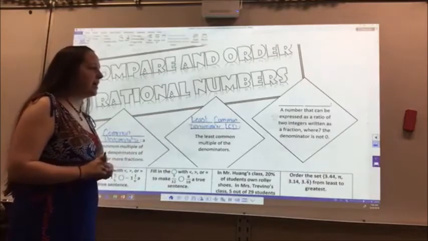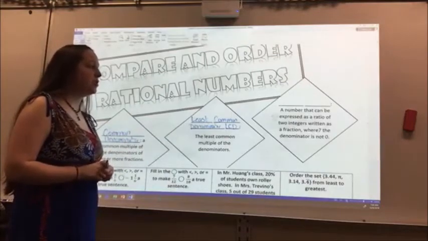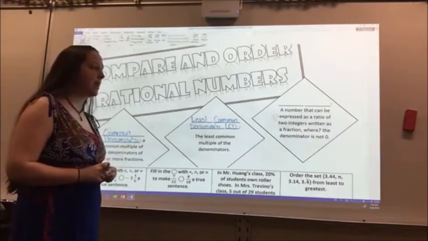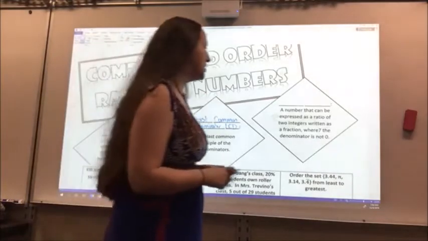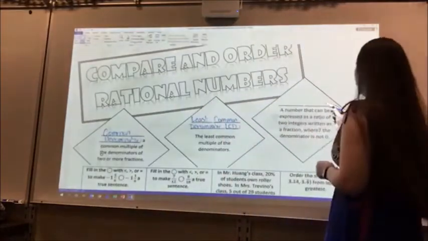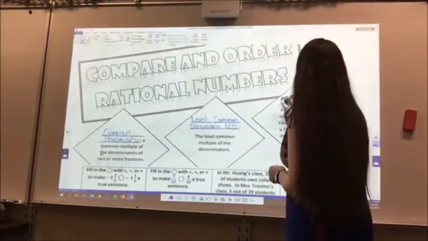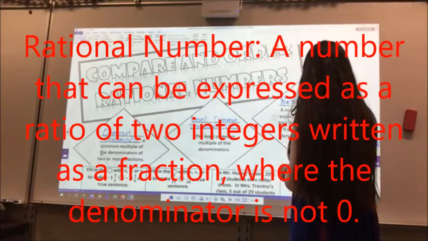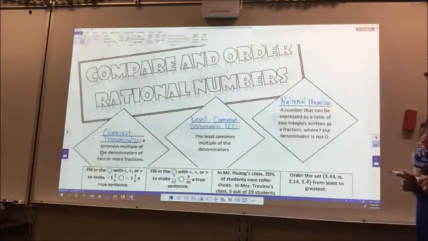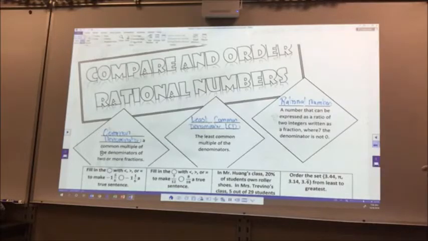And blank, a number that can be expressed as a ratio of two integers written as a fraction, where the denominator is not 0. Okay, and in that blank you're going to write rational number. So a rational number is a number that can be expressed as a ratio of two integers written as a fraction, where the denominator is not 0.